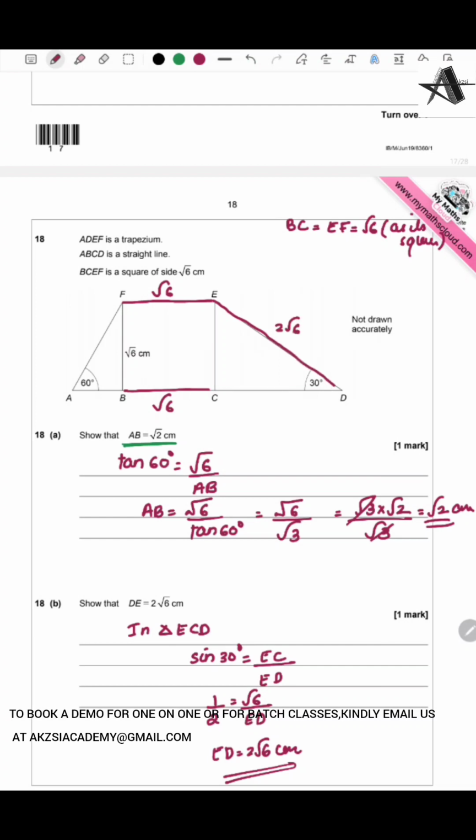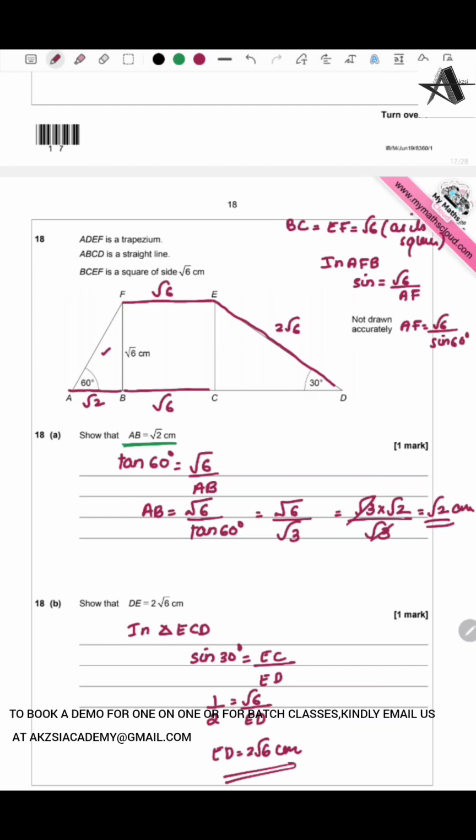So 2 root 6 we already have. We have calculated AB as root 2. So we have root 2 as well. Now I can either apply trigonometry or I can apply Pythagoras theorem. When I apply it here in triangle AFB, because we need to calculate the hypotenuse, I can apply sine here. So sine is opposite, that is root 6, over hypotenuse, that is AF. So AF is equal to root 6 over sine 60. Sine 60 is root 3 over 2.